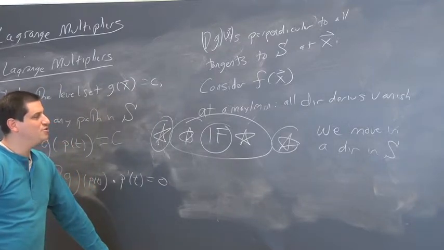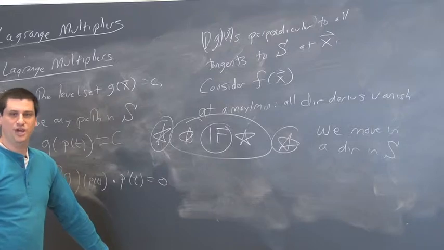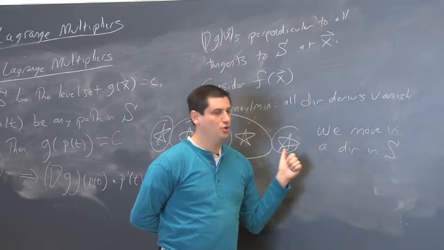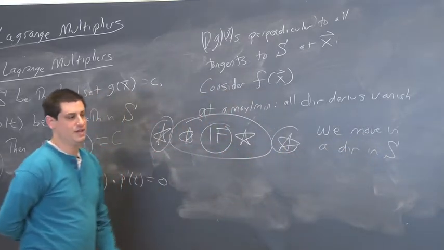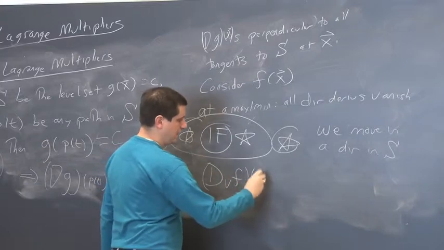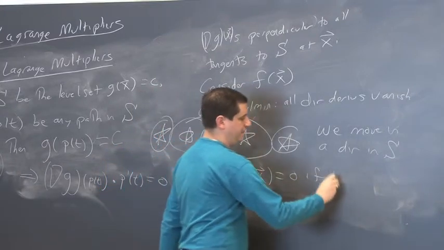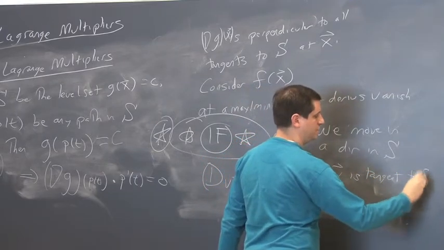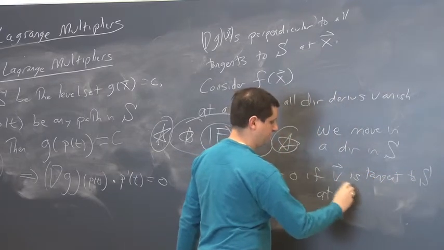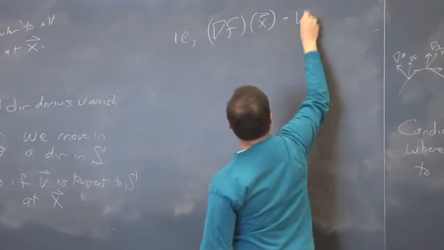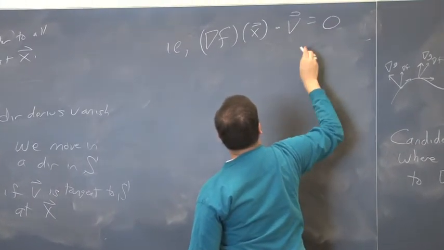Okay, so if we move straight up, am I allowed to do that? No. I only know my directional derivative is 0 so long as I stay in the surface S. So we get the directional derivative of f at x equals 0 if v is tangent to S at x, i.e. the gradient of f at x dotted with v is 0.